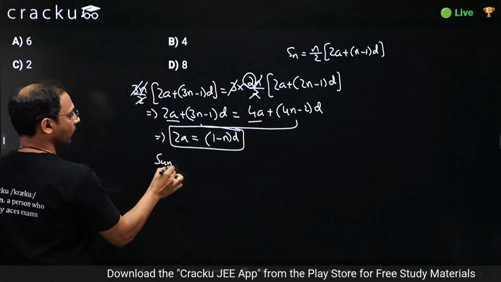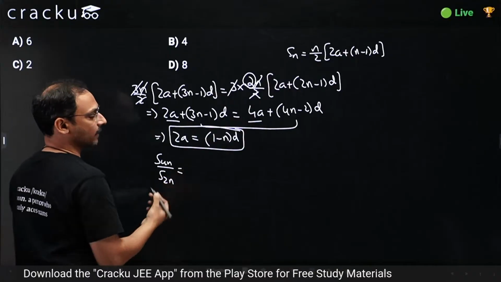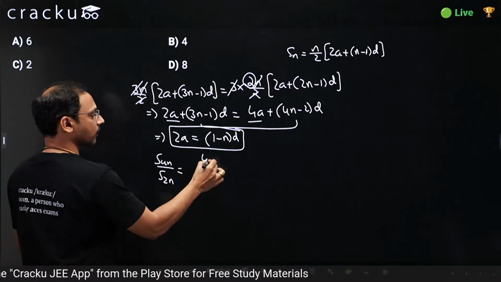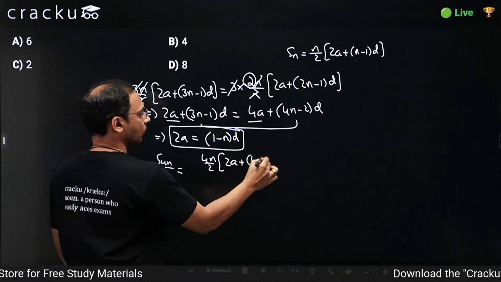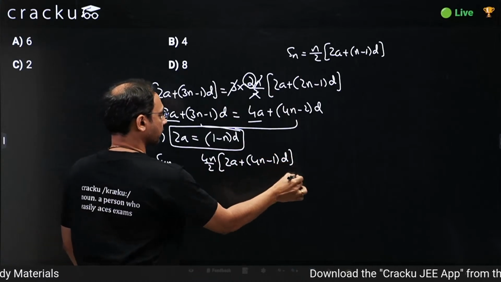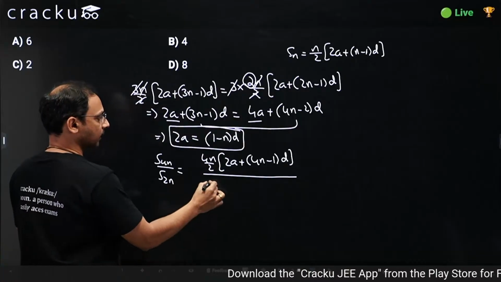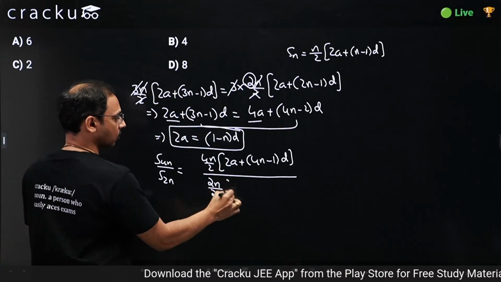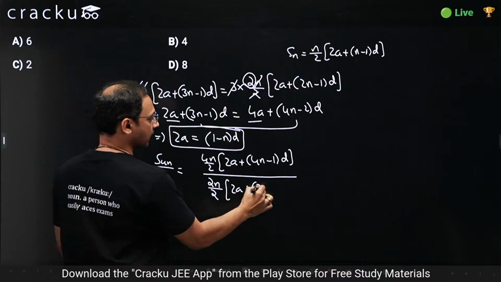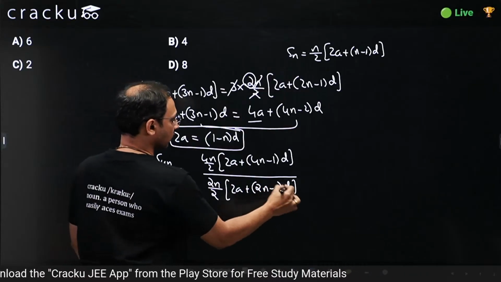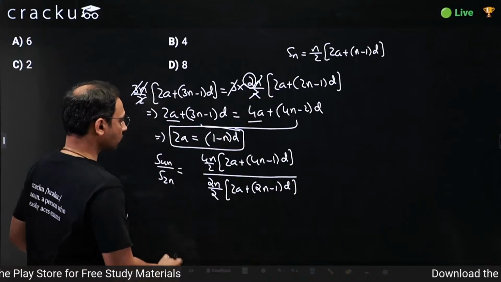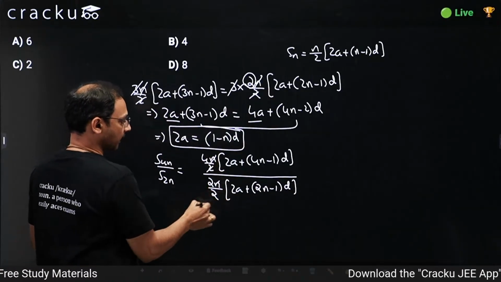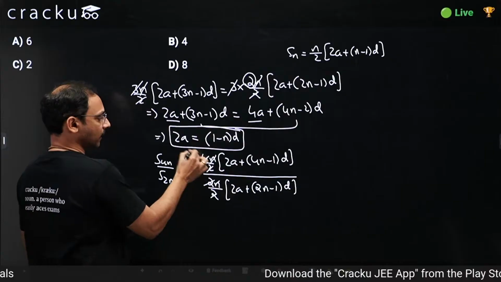So S4n by S2n, again using the Sn formula, I can write as 4n by 2 into 2a plus 4n minus 1 into d, by, here n is 2n, 2n by 2 into 2a plus 2n minus 1 into d. I am just replacing the n by 4n and 2n. So here n by 2 will get cancelled off.